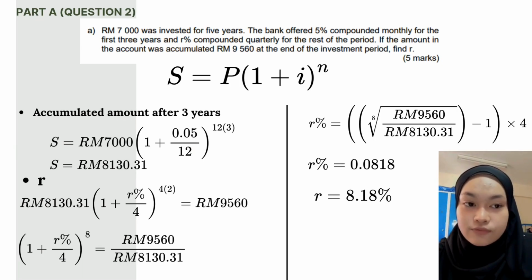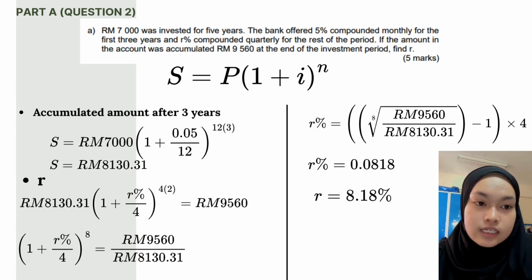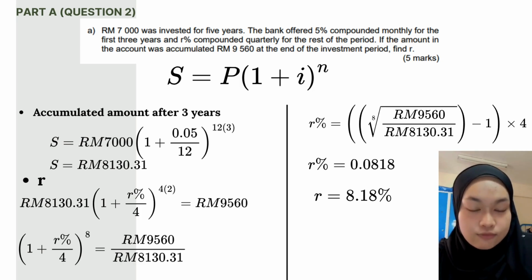Part A, question number 2a. 7,000 ringgit was invested for 5 years. The bank offered 5% compounded monthly for the first 3 years and R% compounded quarterly for the rest of the period. If the amount in the account accumulated to 9,560 ringgit at the end of the investment period, find R.